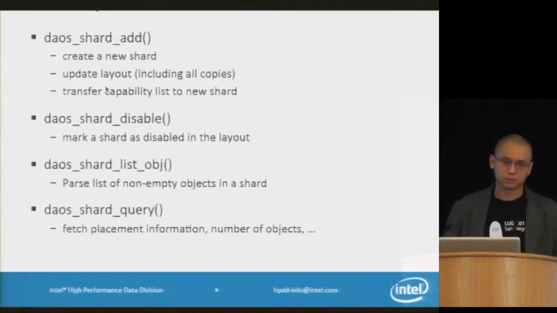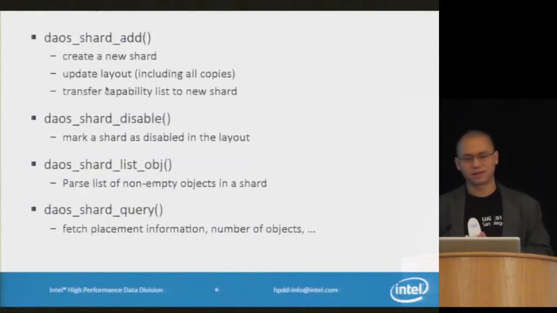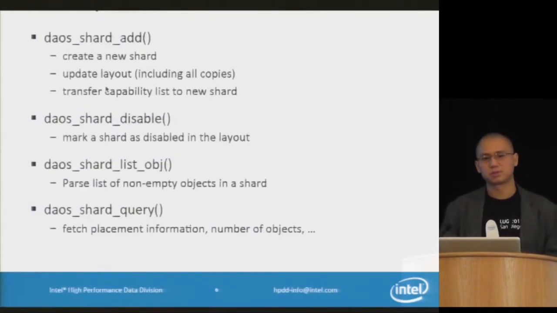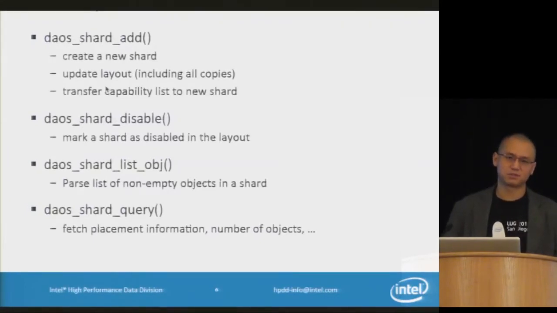Shard disable will disable any number of shards in the container. The user just needs to provide an array of shard IDs. And oh, by the way, the first function, shard add, can also take an array of placement information of storage targets, so you can add many shards in one call. List object will list all objects inside a shard. And query will return the information of a storage target, such as the space information, the number of objects, and, for example, the health status of the storage target.